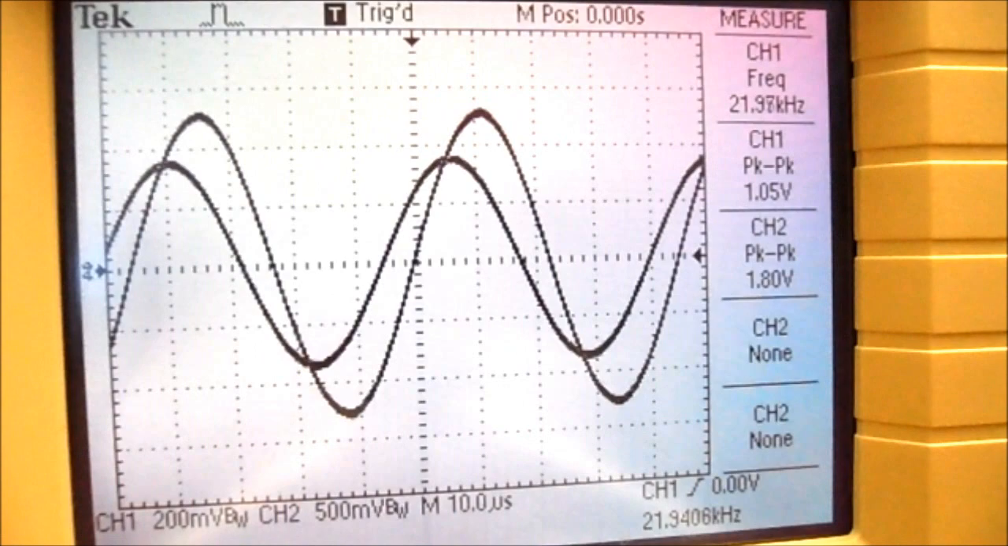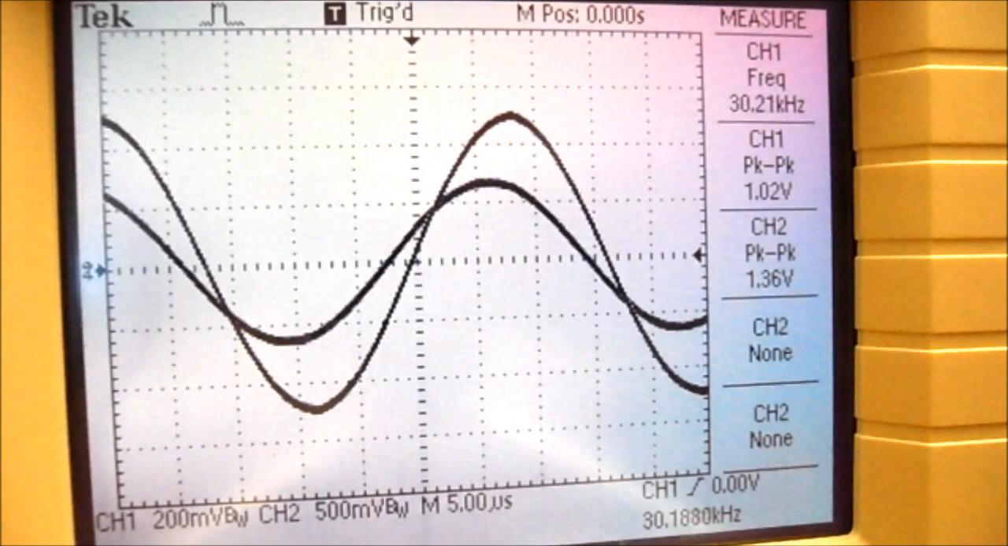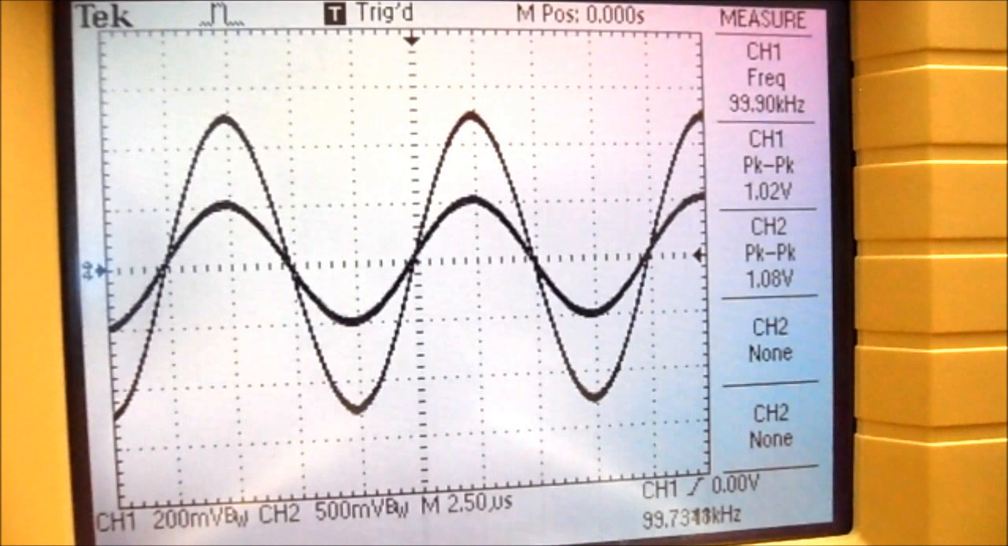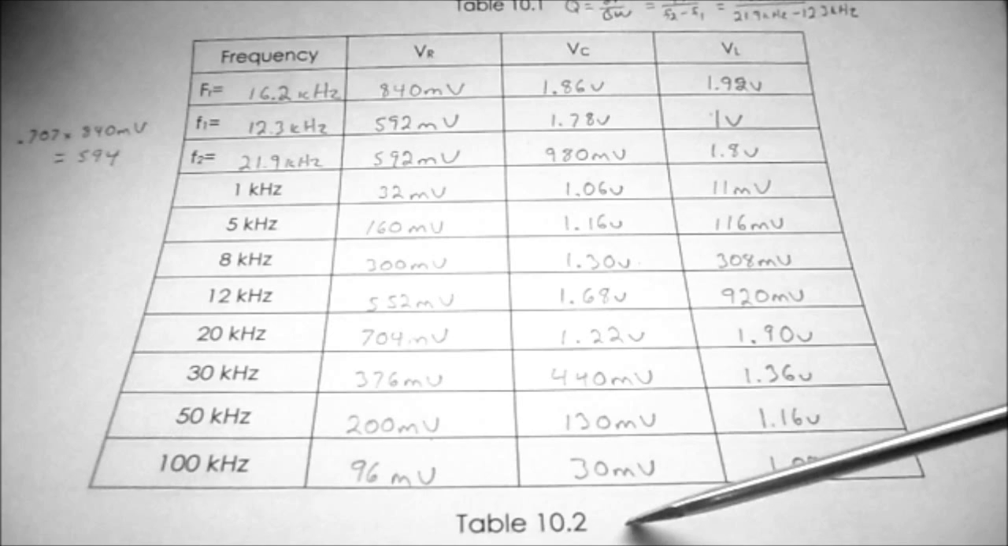At 30 kilohertz, the voltage drop across the inductor is 1.36 volts. At 50 kilohertz, the voltage drop across the inductor is 1.16 volts. At 100 kilohertz, the voltage drop across the inductor is 1.08 volts. I have now completed table 10.2 for the low Q circuit.